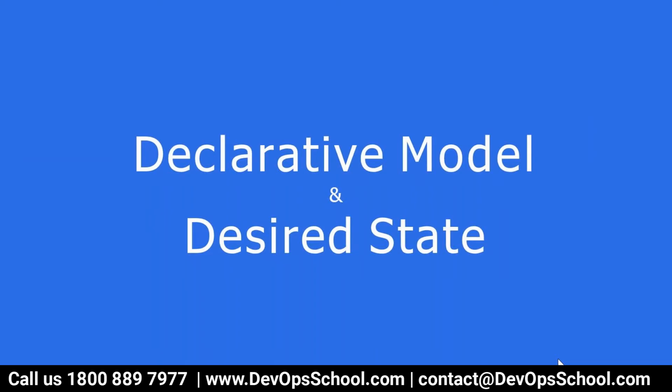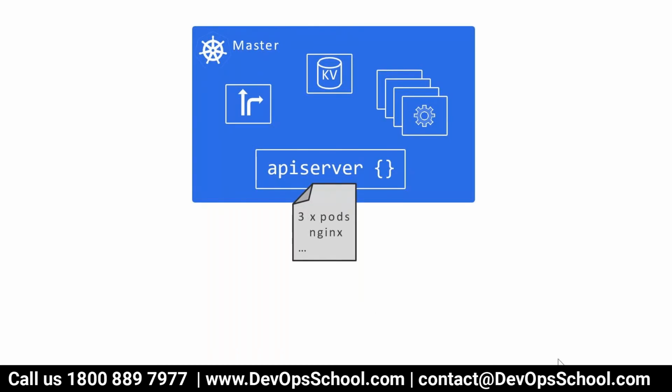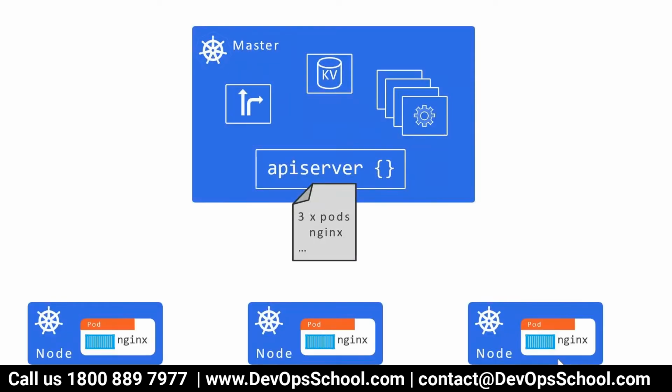Whatever you want, you declare in a YAML file or JSON file, and then Kubernetes will give it to you. The only thing you need to learn is what you want. You declare in YAML or JSON, send it to the API server, and the rest of the things will happen. Say you want 3 pods of Nginx. You declare in YAML or JSON, send it to the API server, and you get the 3 pods of Nginx.